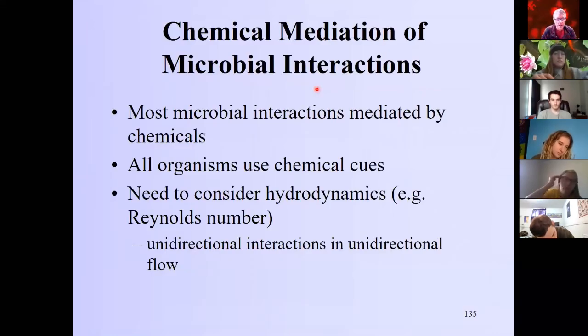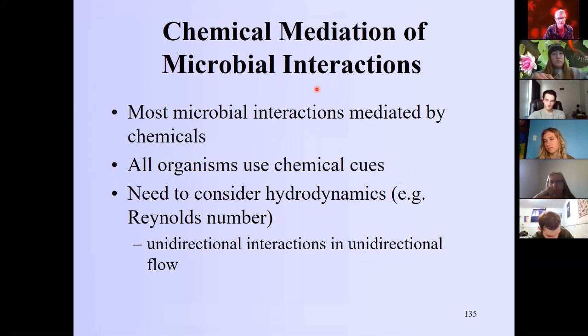And the last topic is the idea of chemical mediation of microbial interactions. Most microbial interactions with each other are chemical. So we have these biofilms, right? And it's either competition for nutrients, and it's because most of them are not big enough to sense light. You have to be a certain size to basically get wavelengths of light that you can see.